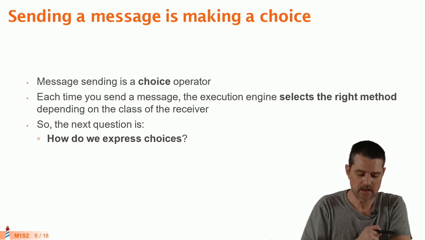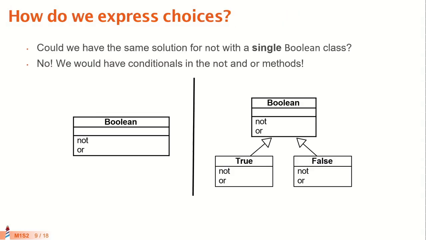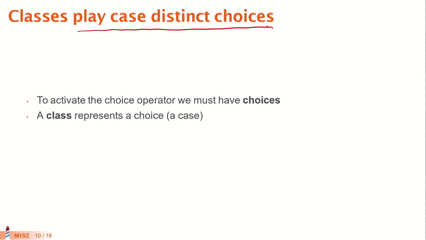So the next question is, how do we express choices as a programmer? Let's take these two designs. Could we have the same Boolean solution with only a single class, like here? Would it be possible to implement the not method and the or method without if? And the answer is no, of course not. If you want to have an implementation without explicit if in the code, you need to have multiple classes. So it means that the classes play the roles of the cases. They express the choices in the code. A class represents a choice. This is the important point.